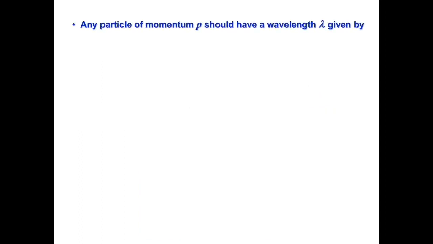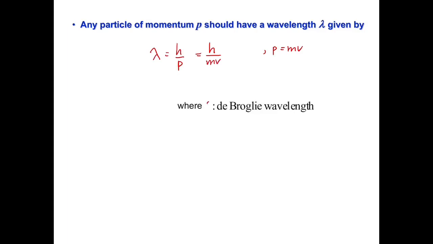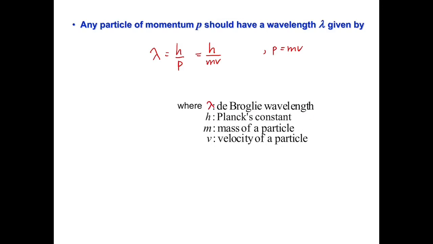Louis de Broglie also states that any particle of momentum p should have a wavelength lambda, given by the formula lambda = h/p, in which p is the momentum and p = mv. So you can replace p = mv in the equation to get lambda = h/mv, where lambda is the de Broglie wavelength, h is Planck's constant, m is the mass of the particle, and v is the velocity of the particle. This equation is also known as the de Broglie relation or principle.